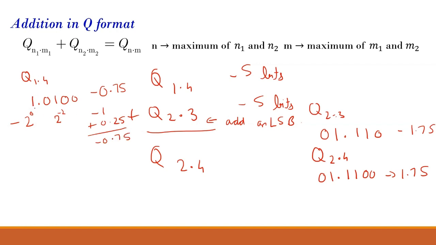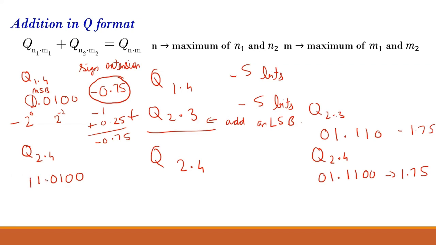Now, the same number 1.0100, which is Q1.4, I have to convert into Q2.4. To convert this into Q2.4, I must still retain the same value of minus 0.75. To do that, this is my MSB. I will do what is known as a sign extension. I will retain these numbers as they are, and the sign of the MSB, I will add it over here. So effectively I'm changing the sign bit.